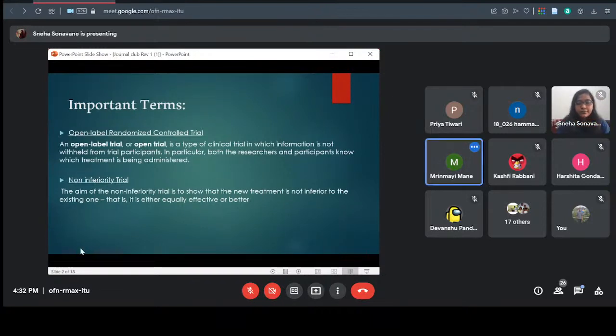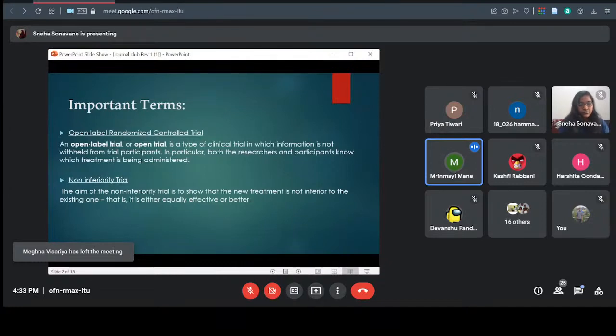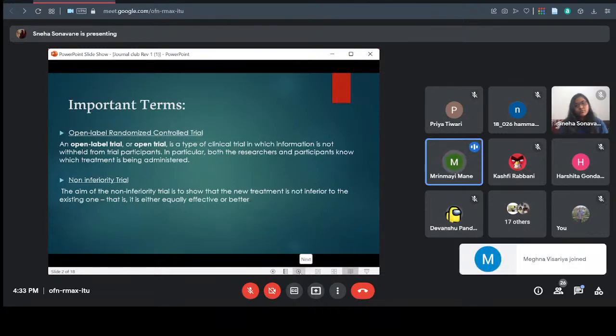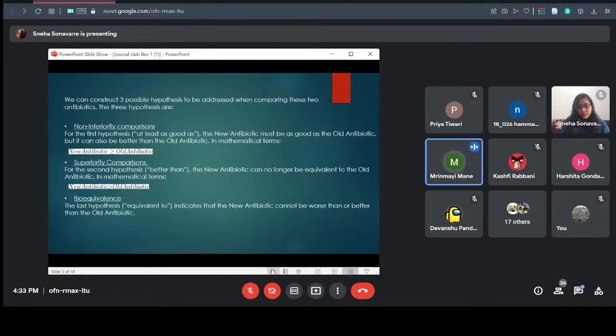So, an open label trial is a type of clinical trial in which the information is not withheld from the trial participant. It means both the researchers and the participants know which treatment is being administered to them. Now, moving to non-inferiority trial, the aim of a non-inferiority trial is to show that the new treatment is not inferior to the existing one. That means it is either equally effective or better than the existing treatment.